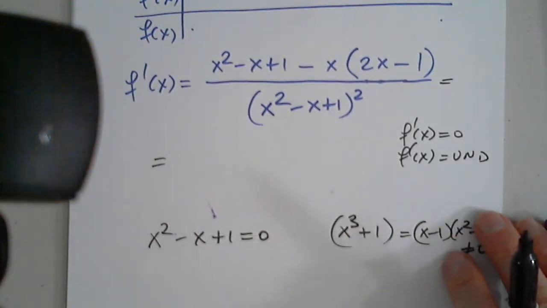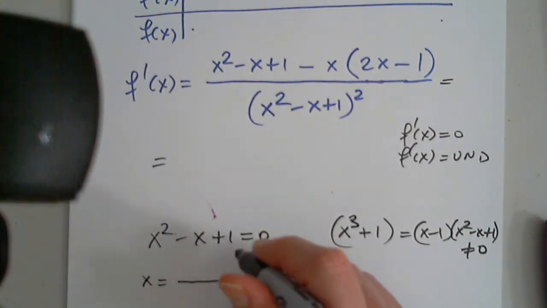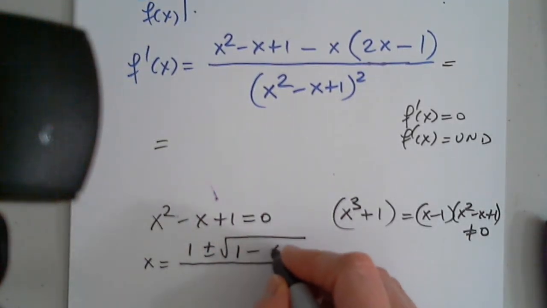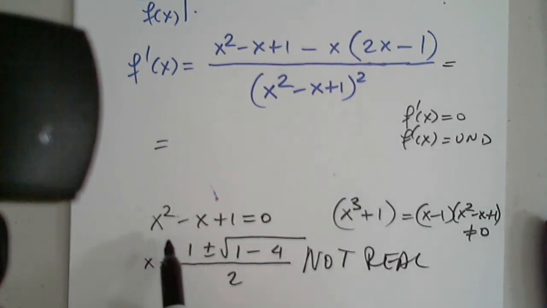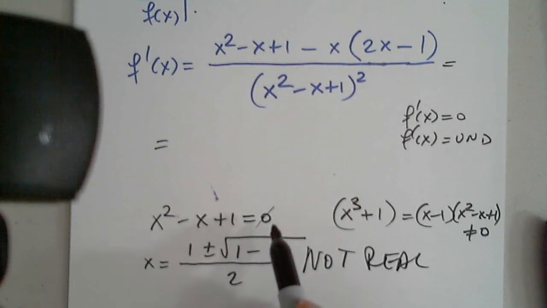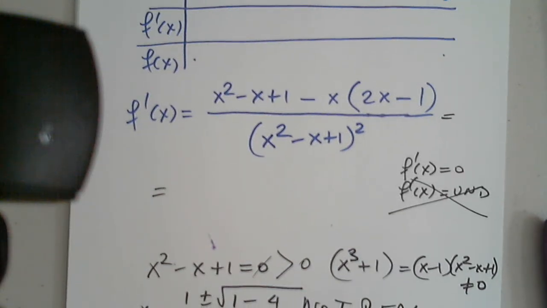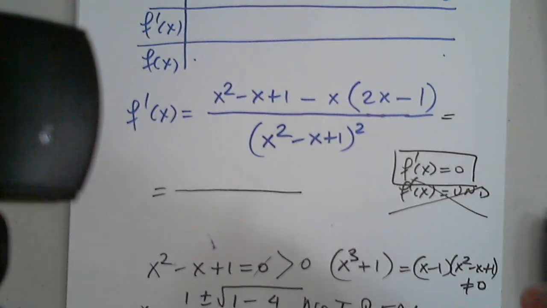Let's say you don't remember that from algebra. Well, when I apply the quadratic formula, I get 1 plus or minus the square root of 1 minus 4ac over 2a, not real. So this is always a positive number, never 0. So this situation is gone. But I do have to simplify it as much as possible to see if the equation f prime of x equals 0 has solutions.